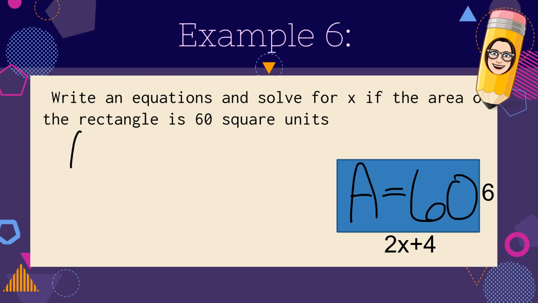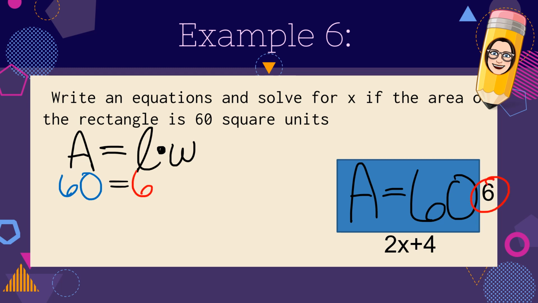So let's talk about area. How do you find the area of a rectangle? Length times width. Side times side. Maybe you've learned that. Maybe base times height, right? It doesn't matter to me how you learned that. You have to know that formula. So let's fill in. My area is 60. You were given that. My length, I'm going to call 6 my length. My width, I'm going to call this side my width.